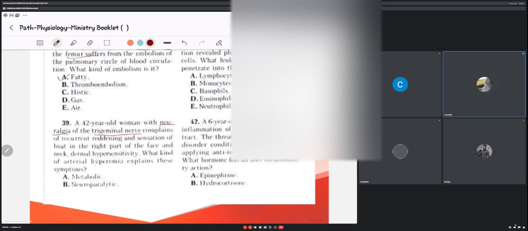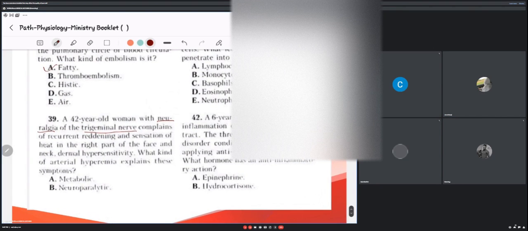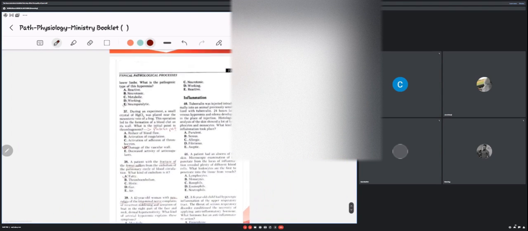Okay, I'm not seeing the question well, that's why I'm asking. Yeah, it's just the pain on the nerve. There's no removal, there's no cutting of the nerve. That's why the answer will go for neuralgia. All right.